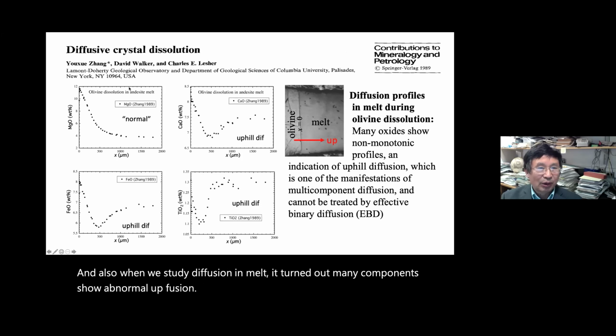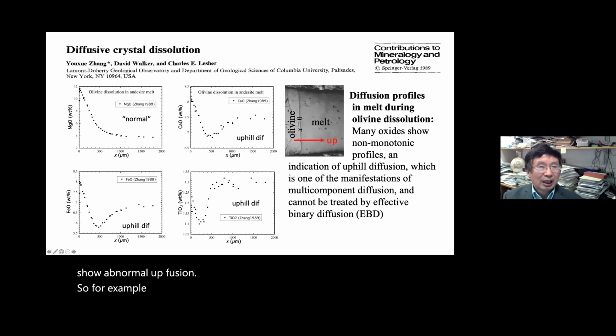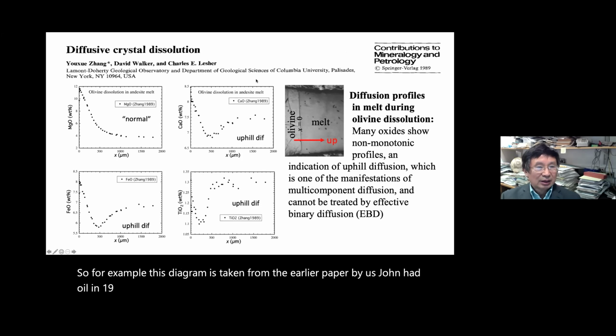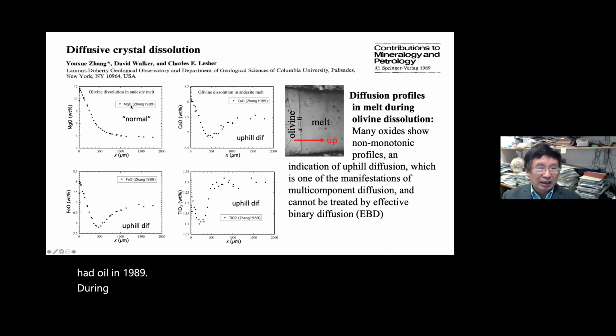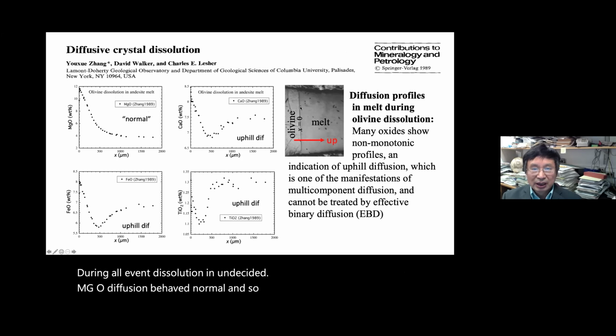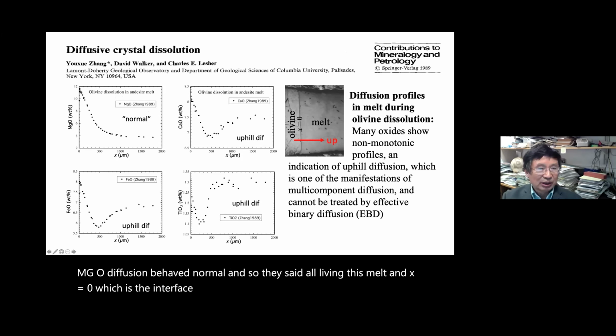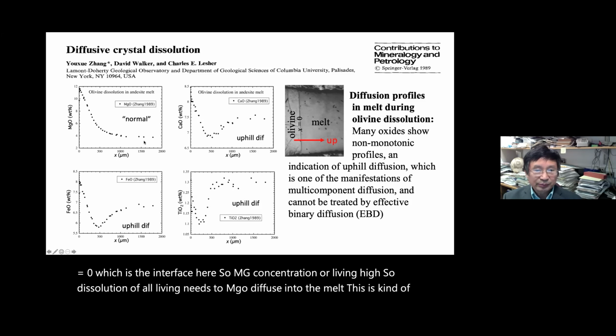For example, this diagram is taken from an earlier paper by us, Zhang et al. in 1989. During olivine dissolution in andesite melt, MgO diffusion behaves normally. This is olivine, this is the melt, and X equals 0, the interface, is here. MgO concentration in olivine is high, so dissolution of olivine leads to MgO diffusion into the melt. This is a normal diffusion profile.